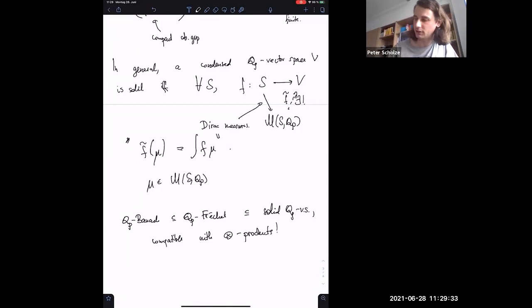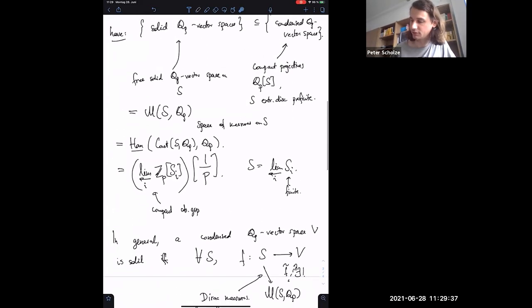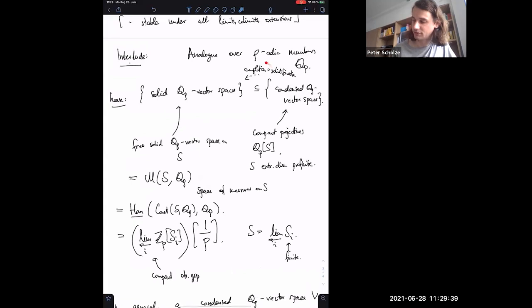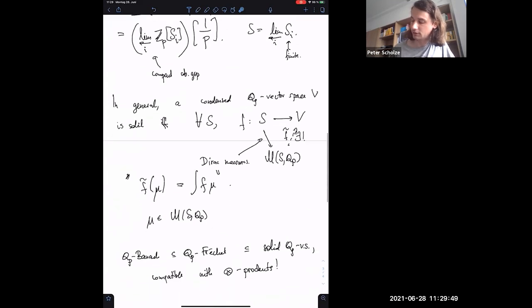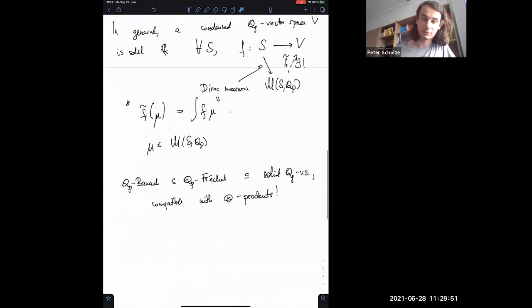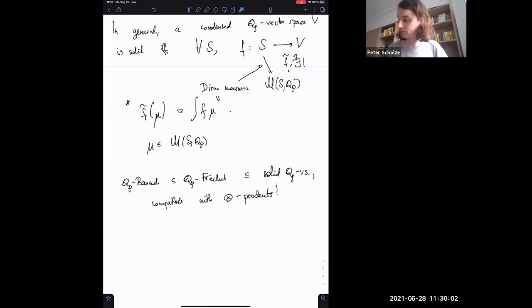Okay, so you can define the tensor product here. It comes in such a way that the completion is compatible with the tensor product. One way to compute it is to take the tensor product as condensed Q_p vector spaces and then re-solidify. It turns out, and that's actually a quite non-trivial computation, that if you do that to Q_p Fréchet spaces, then the tensor product is still a Q_p Fréchet space and is the usual tensor product of Q_p Fréchet spaces.